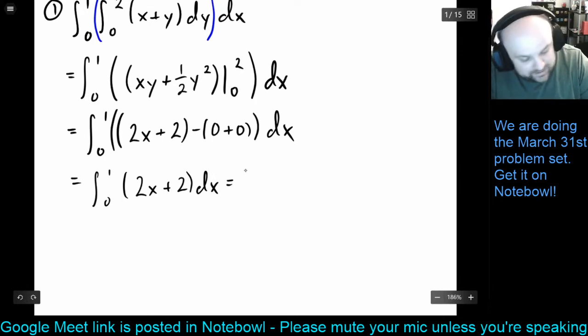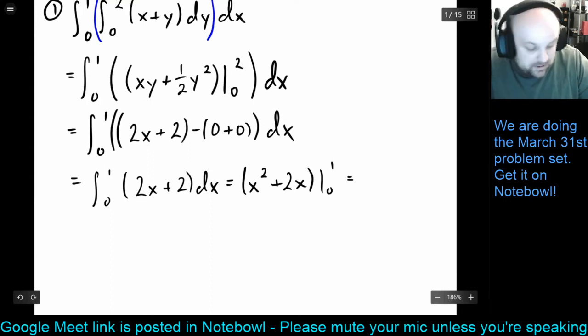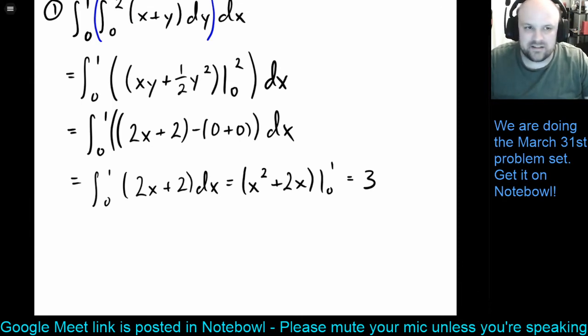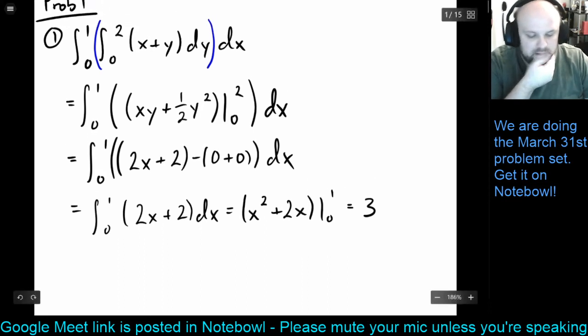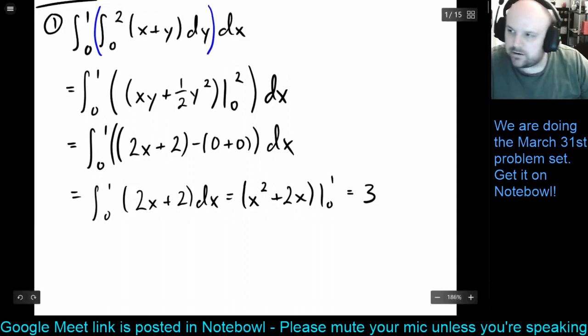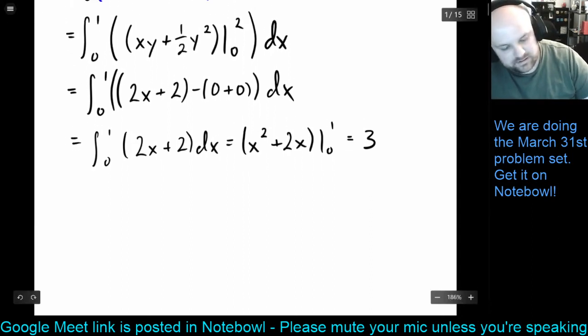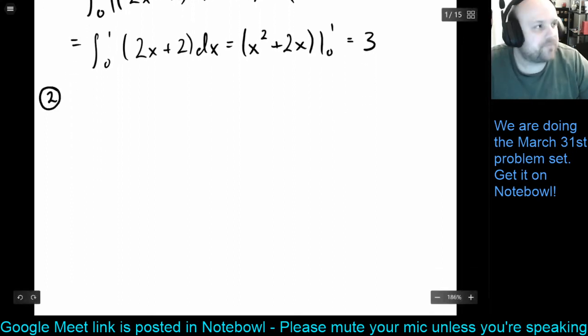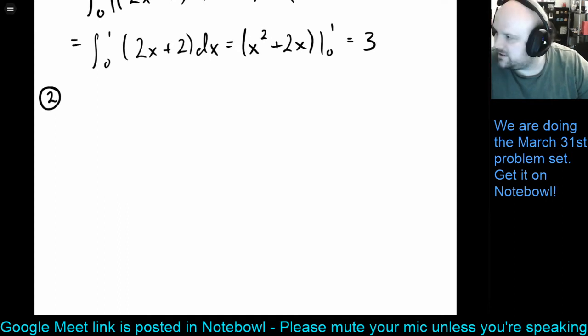When we integrate that, we have x squared plus 2x from 0 to 1, which I'll spare you the work on. I'll just say that's 3. There's not much reason to keep going here. All right. Yeah, simple enough, hopefully. Just straightforward, do the thing. All right. So let's go on to the next problem. Let me know if you have any questions.